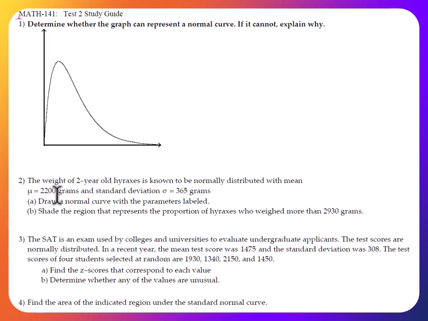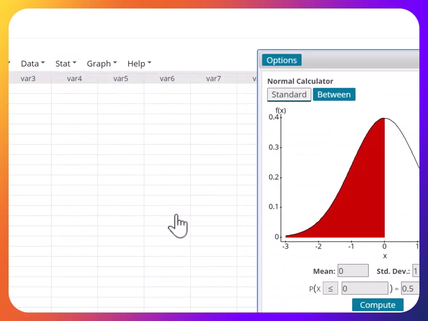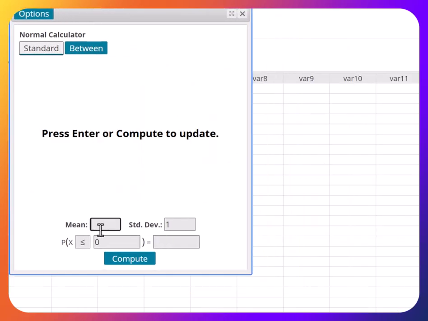Number two, the weight of 2-year-old hyraxes is known to be normally distributed with a mean of 2,200 grams and a standard deviation of 365. Draw a normal curve. So I'm going to show you how we can do that using StatCrunch. So you go to calculators, normal calculator, mean is 2,200, just to show you how the bell-shaped curve will look like, and the standard deviation 365.